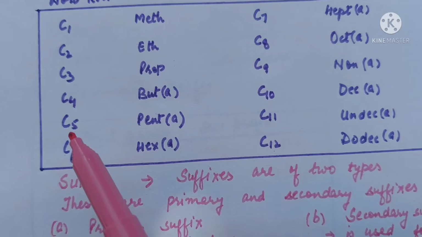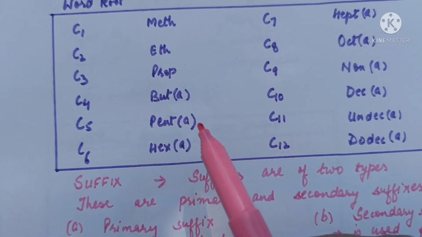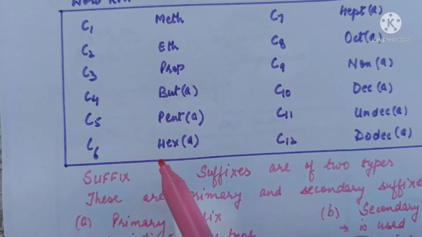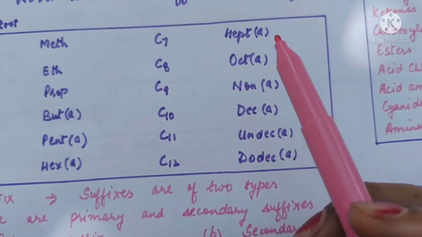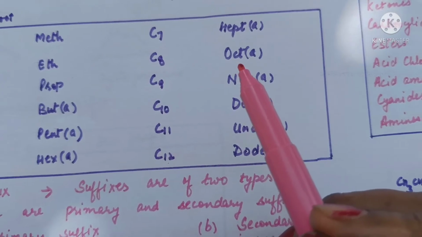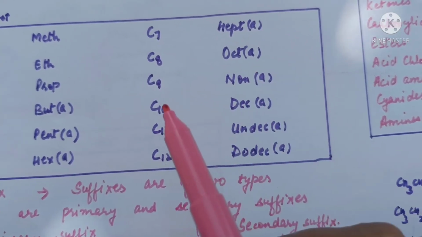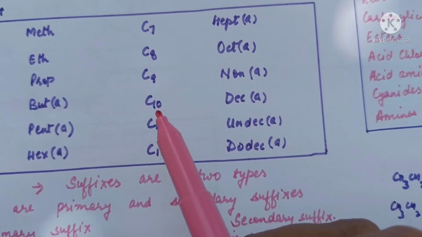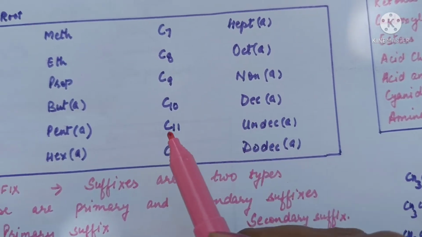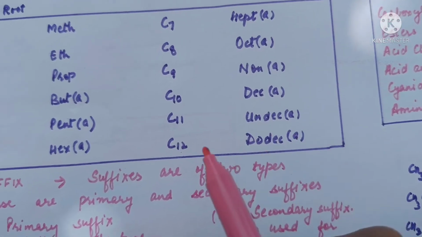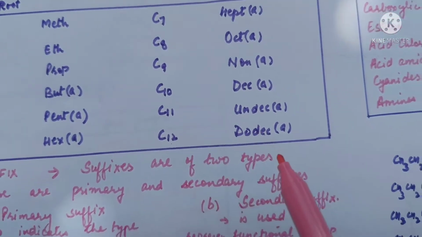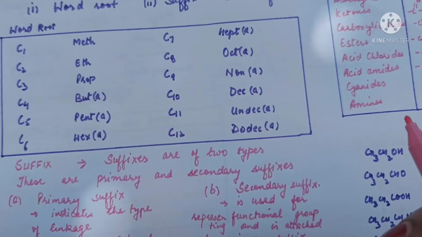Similarly, for 5 carbon atoms, we have pent or penta. For 6 carbon atoms, we have hex or hexa. For 7 carbon atoms, we have hept or hepta. For 8, oct or octa. For 9, non or nona. For 10, dec or deca. For 11, undec or undeca, and for 12 carbon atoms, dodec or dodeca.